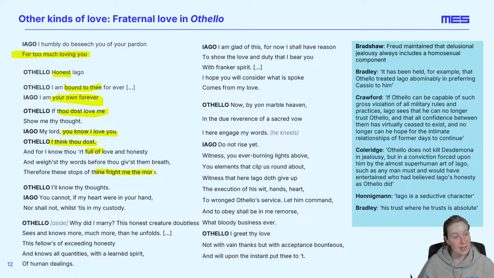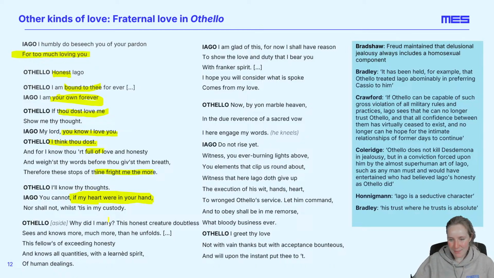Or perhaps the problem with, or the power of Iago, or the problem with Othello is he's too willing to believe it. It's the fact that Iago pauses before he speaks, and Othello's already panicking. This is unlocking something in Othello already, perhaps. Othello also says, "I'll know thy thoughts." "You cannot if my heart were in your hand, nor shall not while 'tis in my custody." So this idea of honesty and love then, but also this idea that Iago says, well, you can't know what's in my heart unless I give it to you, or unless you take it from me.